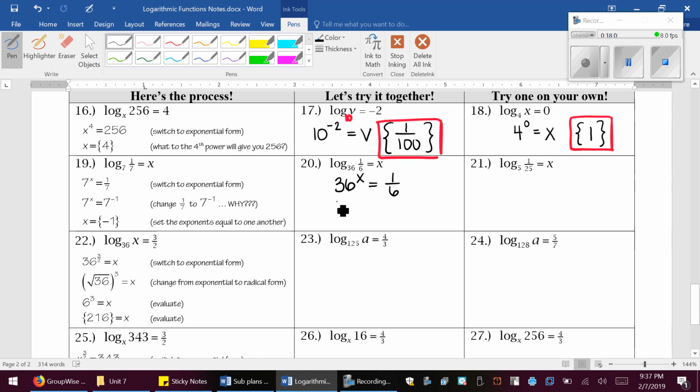I'm going to change 36 into 6 squared and 1/6 into 6 to the -1st power. The bases match. Set the exponents equal to each other and solve for x.